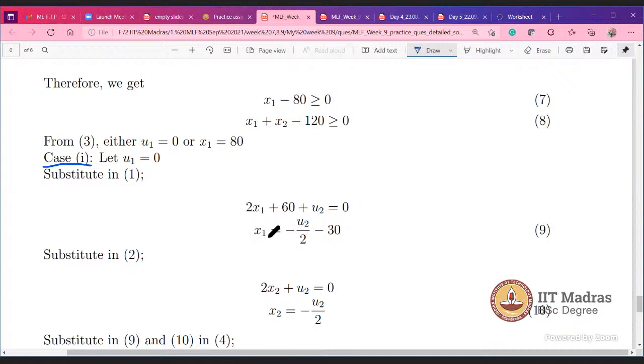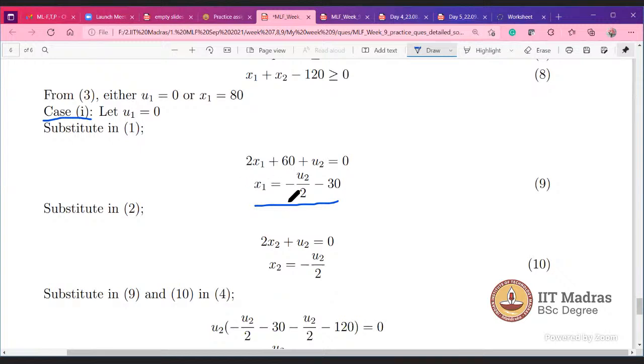So you will get a value for x1. x1, you can have it as minus u2 by 2 minus 30. Yes, if you solve it, you will get it. Okay. And now we have this x1 value. So in the second stationarity condition, you can substitute this x1 value. At that time, you will get some equation for x2.